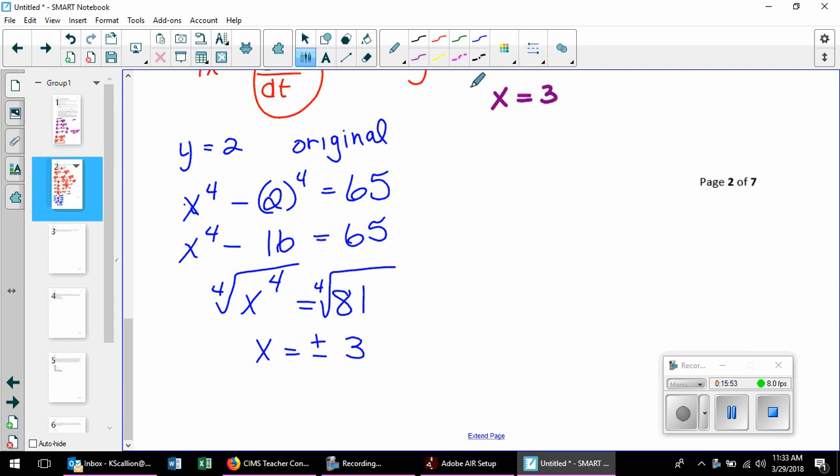So we go back to that original equation where we had 4y cubed times dx over dt minus 12.